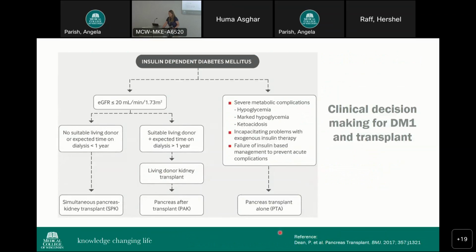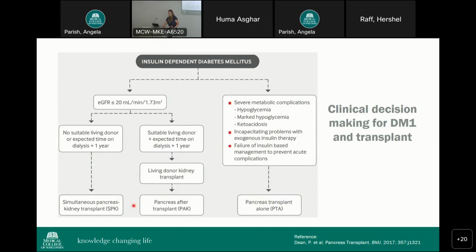So this is just a graph walking you through who gets what transplant. If we look to the left of the figure, the first thing you have to think about in the pancreas transplant is the kidney, namely because the immunosuppression is nephrotoxic. So you don't want to give a pancreas to someone who has poor kidney function because you'll end up with more problems than you started with.